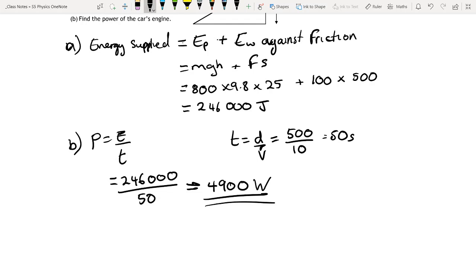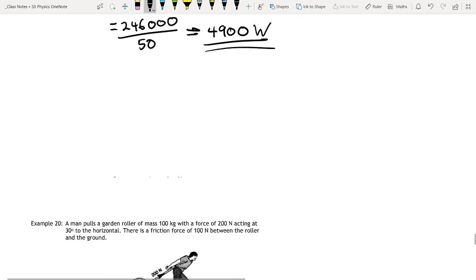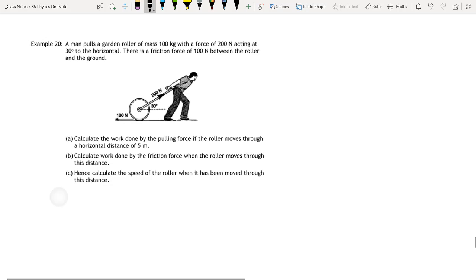Right, the last question should look familiar because it is the diagram from one of the earlier questions that we had gone through. So, am I okay to move on? Good. So we've got a man who pulls a garden roller of mass 100 kilograms with a force of 200 newtons acting 30 degrees to the horizontal. Remember, we had this guy pulling it before, and we had to work out what the horizontal component was. There's a frictional force of 100 newtons between the roller and the ground.